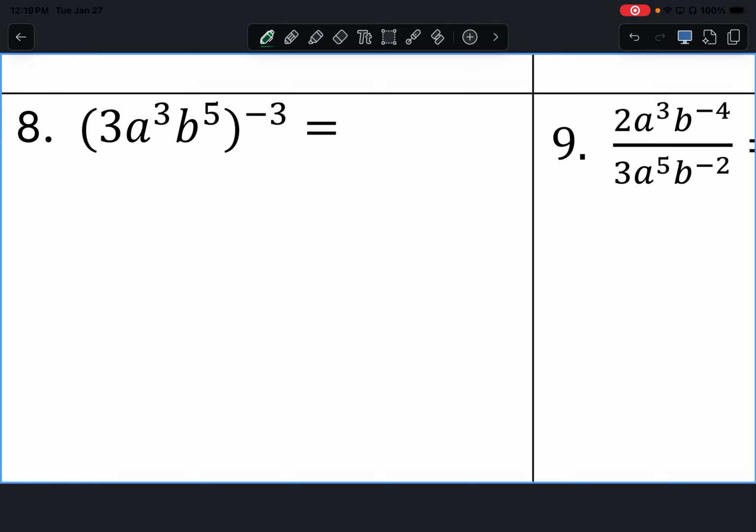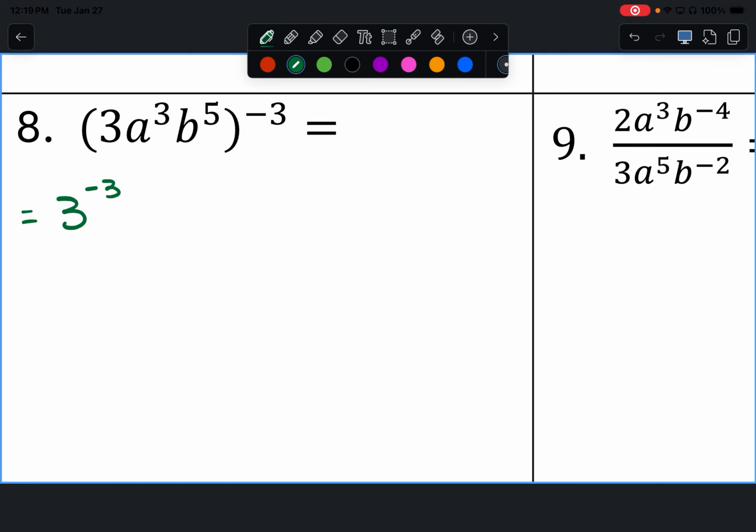negative 3. So we'll have 3 to the power of negative 3, a to the power of negative 3. What do we do when we raise a power to a power? Multiply them. So what is 3 times negative 3? Then we will get b to the what? 5 times negative 3. Negative 15.